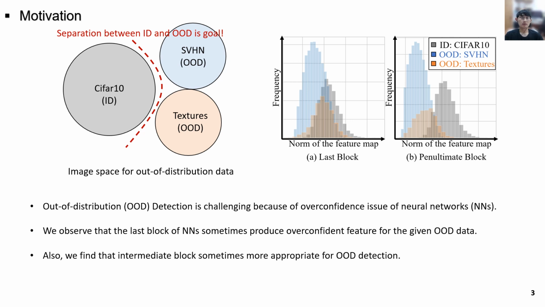So allow me to provide further details about our work. Our research is motivated by the observation that the last block of neural networks can generate overconfident features for OOD data. For instance, as depicted in the right figure, when the norm is calculated for the feature of the last block, norm values for OOD samples tend to be closer to those of ID samples. However, we have discovered that by calculating the norm from the penultimate block, we can effectively distinguish ID and OOD samples. Therefore, the main focus of our paper is to investigate a method for selecting the most suitable block for OOD detection.